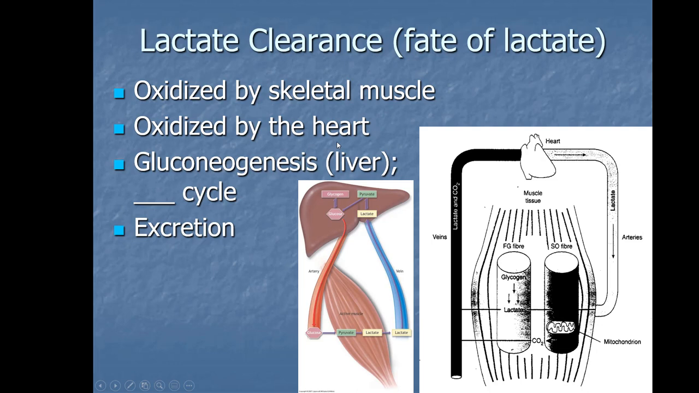Same thing with the heart. The heart can use it in a similar fashion. Lactate can also go to the liver and go through a process that we discussed called gluconeogenesis, and that's what this picture is depicting. Assuming skeletal muscle is undergoing metabolism, producing lactate, it can get in the circulation and go to the liver, where lactate is oxidized, basically converting it back to glucose and making new glucose. And if you remember, we called this the Cori cycle, where lactate goes to the liver and is converted back to glucose. So these are all the fates of lactate.